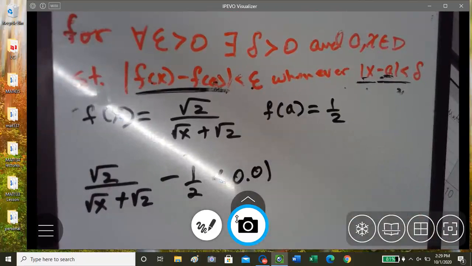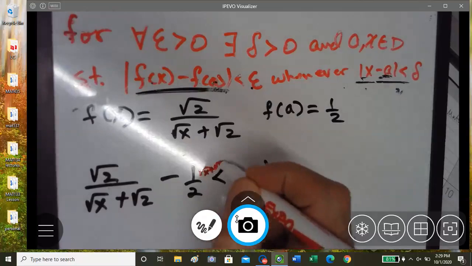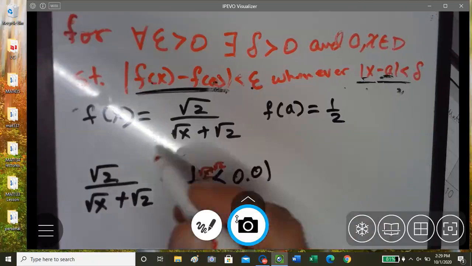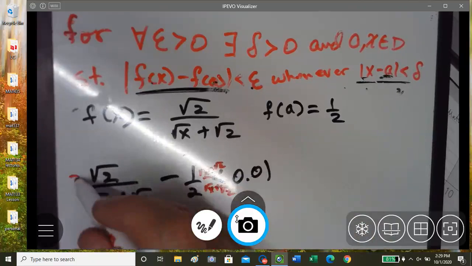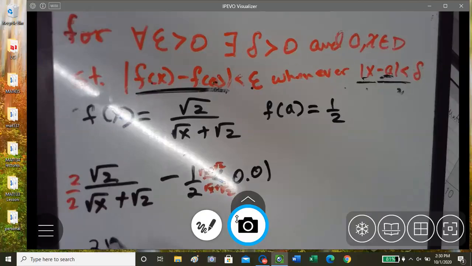Okay, well, we need a common denominator, right? So we have to multiply by the square root of x plus the square root of 2 over the square root of x plus the square root of 2. And here we have to multiply 2 over 2 to get a common denominator. So this will be 2 square root of 2 over 2 times the square root of x plus the square root of 2.